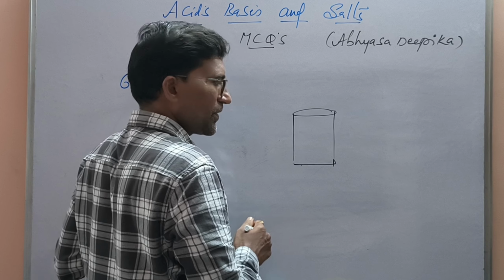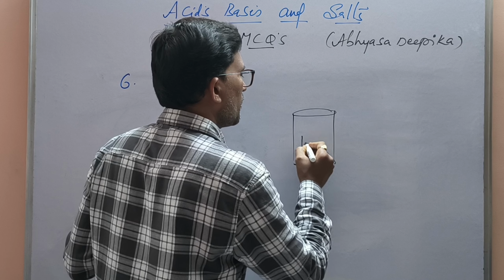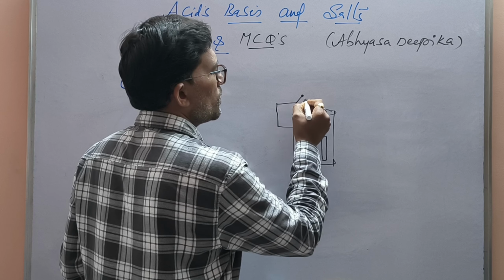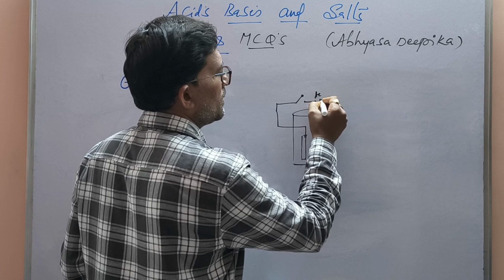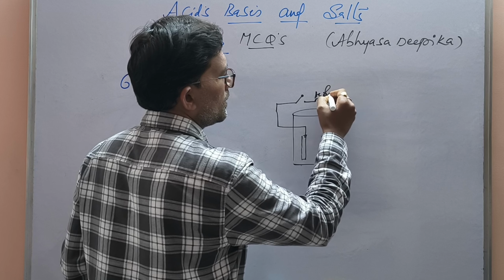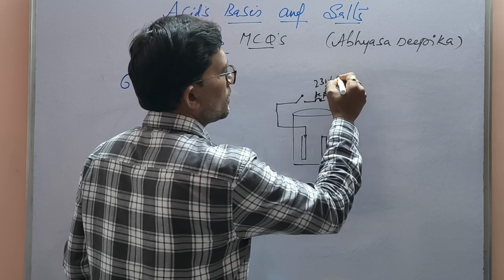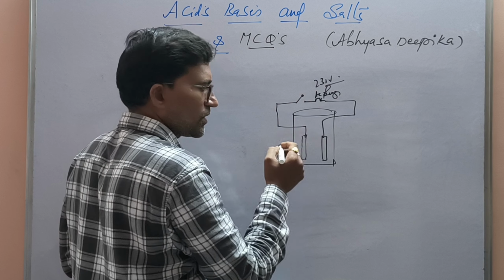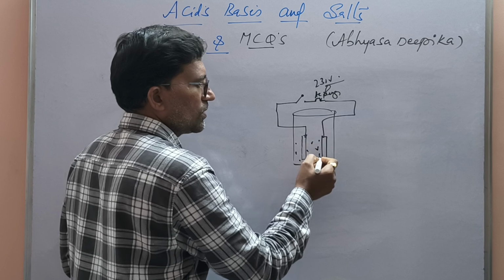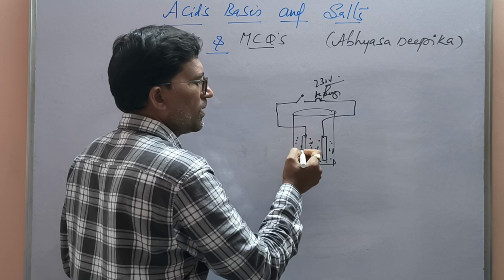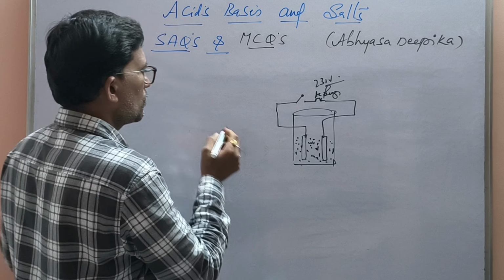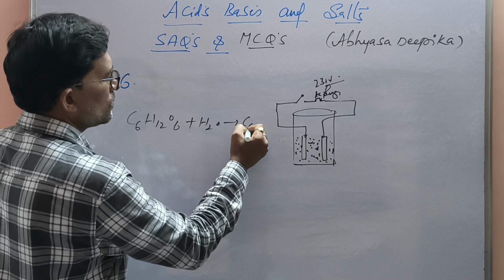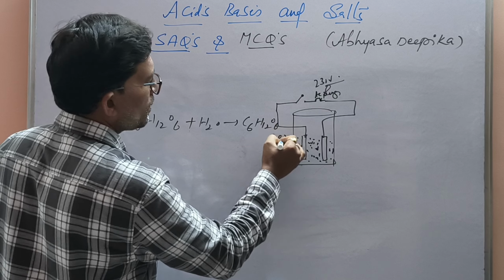I am taking one glass beaker. In this I am going to take 2 graphite rods, which act like electrodes, and connect the ends of the graphite rods to one switch, and this switch is connected to the AC plug. The AC plug is of capacity 230 volt. Before I switch on the AC supply, I pour a few ml of glucose solution. The chemical formula of glucose is C6H12O6. When combined with water, it gives C6H12O6 aqueous.